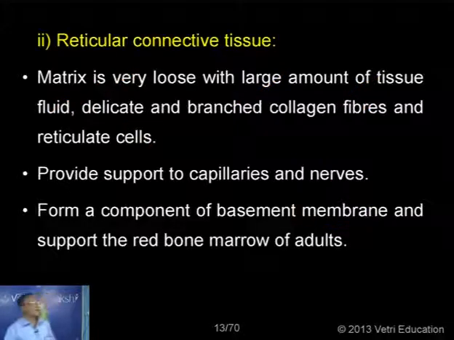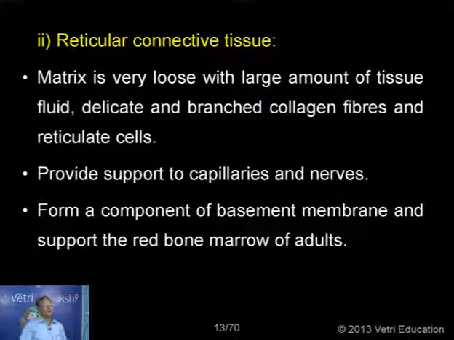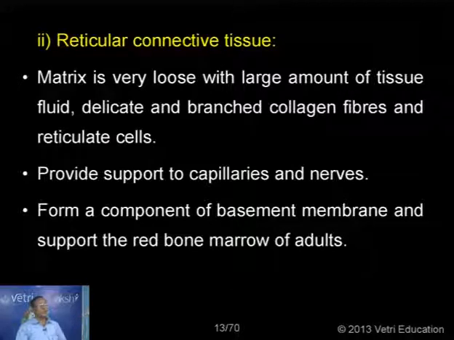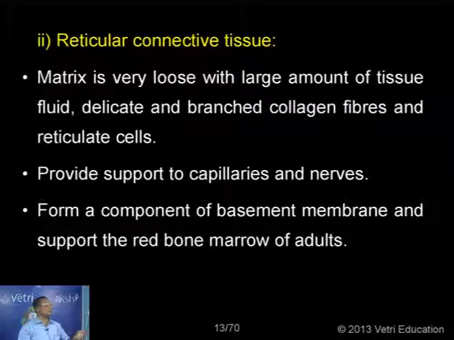Now reticular connective tissue, that is the second type. The name implies reticulum, in the form of a network. We have also, as in the case of loose connective tissue, it's the second type.